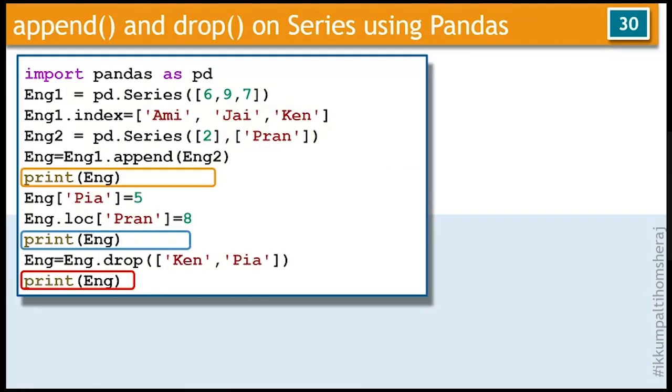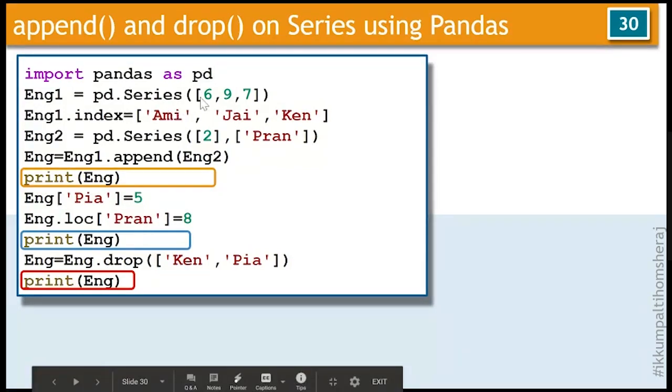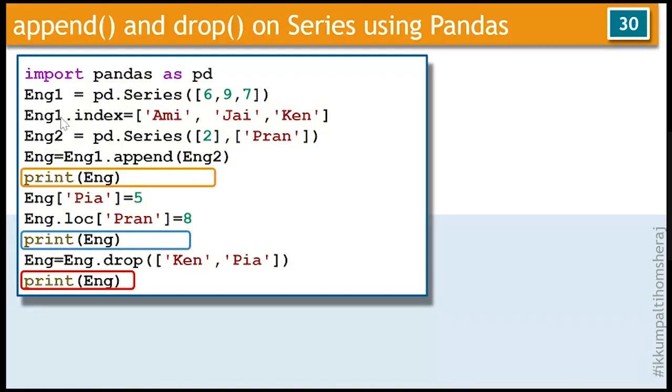Next, append and drop on series using pandas. So you can look at this example. We have right now 3 numbers in the series, which is named ENG1. And for each number, we are associating the index as names of people. So Ami has 6, Jay has 9, and Ken has 7. We have one more pandas series, which is ENG2. In ENG2, we have only one index and one value.